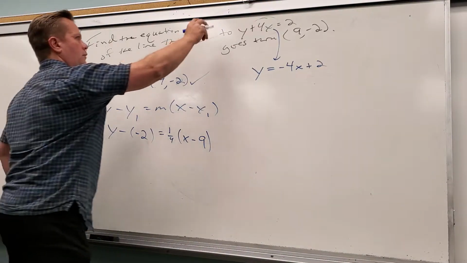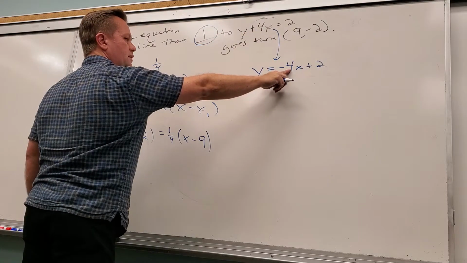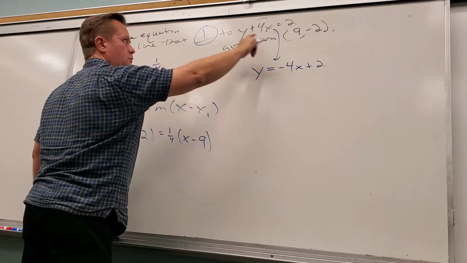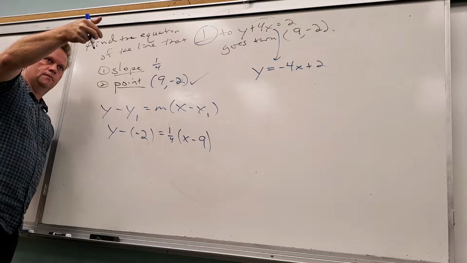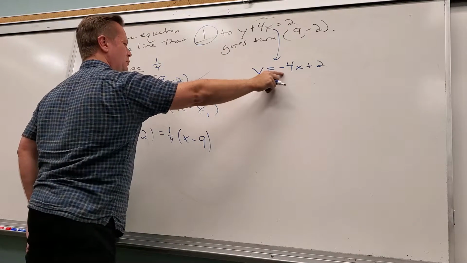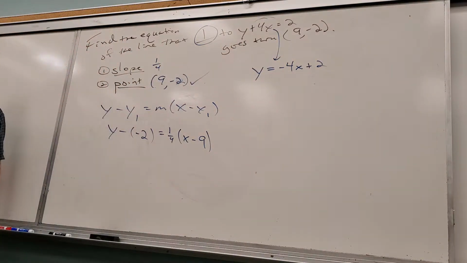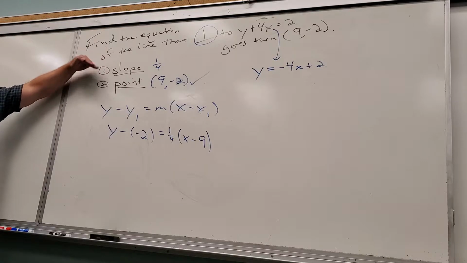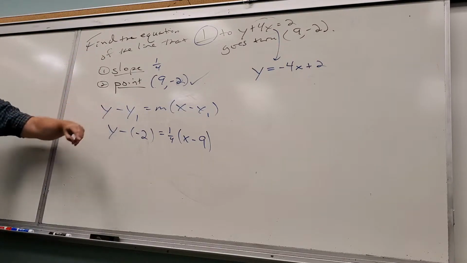Perpendicular to this one. This guy's slope is -4. The perpendicular slope would be the negative reciprocal. If one line has a -4 slope, the perpendicular one would change the sign and flip it. So this is what I know about my line, and thankfully that's all I need to get the equation.